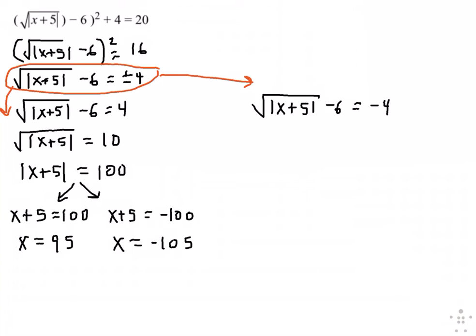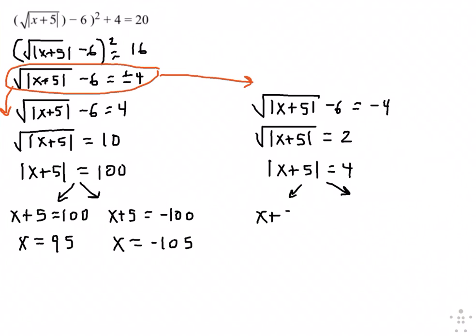Okay, so now I'm going to add 6 to both sides, so I get absolute value of x plus 5 equals negative 4 plus 6 is 2. Then I'm going to square both sides because I want to get rid of my square root, so I get absolute value of x plus 5 equals 4. And then we split this into 2, right? The first one we strip away the absolute value. The second one we strip away the absolute value and make the right side opposite.